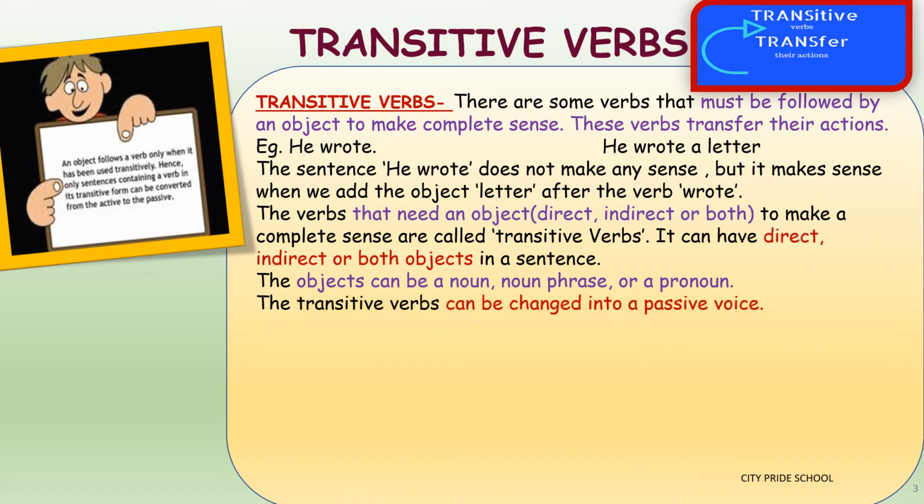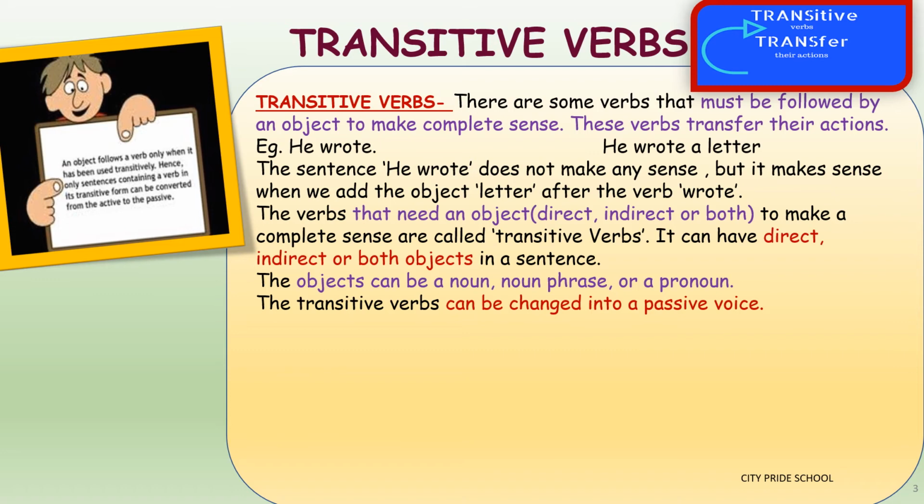The next important part for a transitive verb is that if you are able to change the sentence into passive voice, then that verb is a transitive verb. Like, he wrote a letter. I can change it into passive voice, saying a letter was written by him, right? But he wrote, I cannot change that into a passive voice. So he wrote there is not a transitive verb, but in the first sentence wrote is a transitive verb. So that is one more tip for you to identify whether a verb is transitive or not.